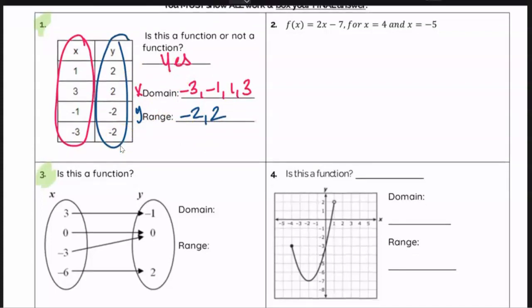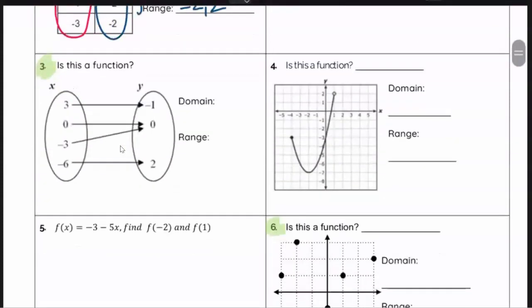Now we're going to go on to problem 3, which is another discrete function. This one is a mapping function. So it's still asking, is it a function? Well, generally we ask ourselves, do we have repeating x's? So I have a 3 mapping to a negative 1. This 3 only has one y, no repeating x's.